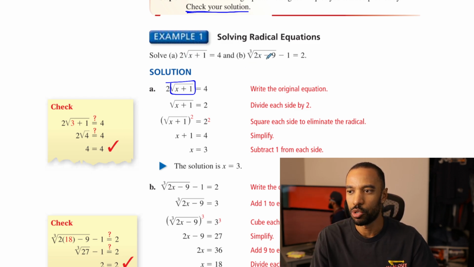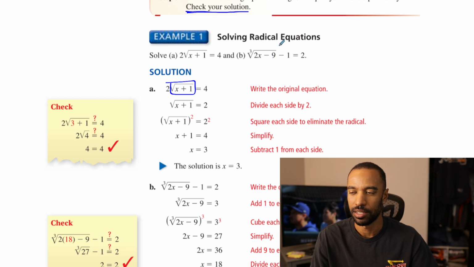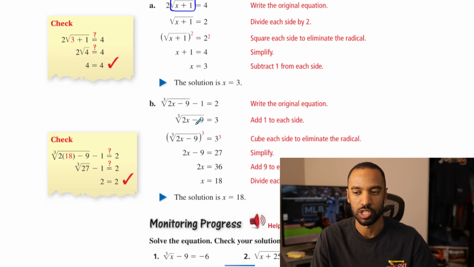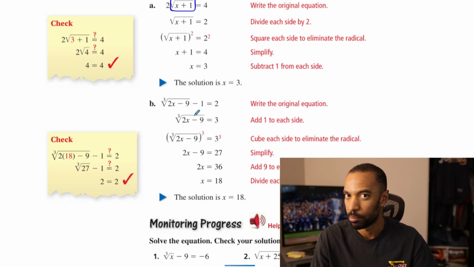This next example, cube root of 2x minus 9, and then minus 1 equals 2. We want to isolate the cube root of 2x minus 9. So we're going to add 1 to both sides to begin with here, and then to cancel out the cube root portion, we will cube both sides.